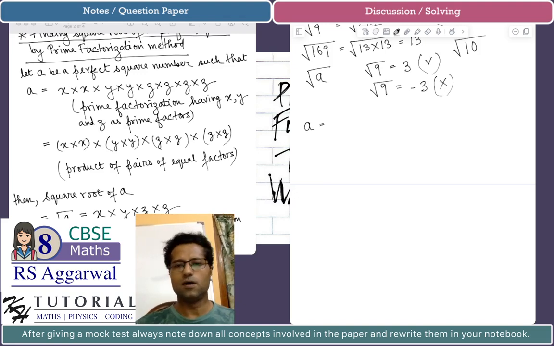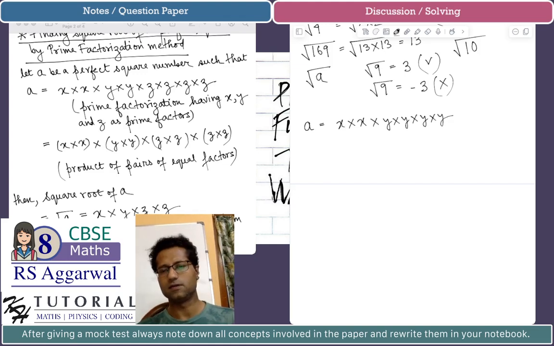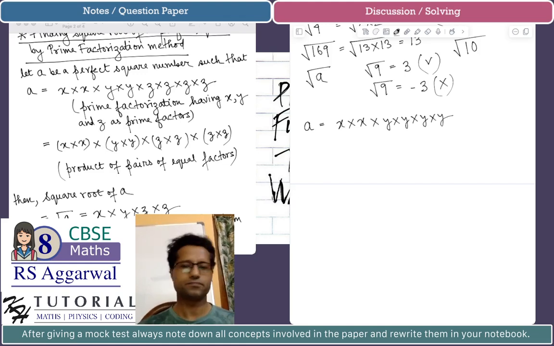So if I do its prime factorization, let's say it is coming out to be x into x into y into y into y into y, where x and y are some natural numbers, and A is some natural number. Now, I have expressed A as a product of its prime factors.